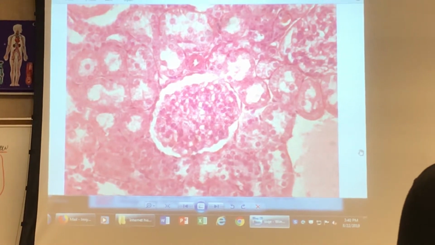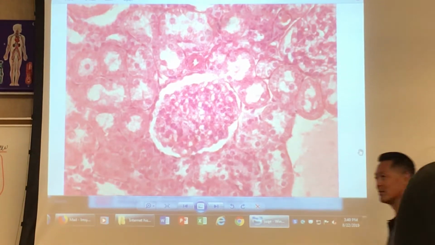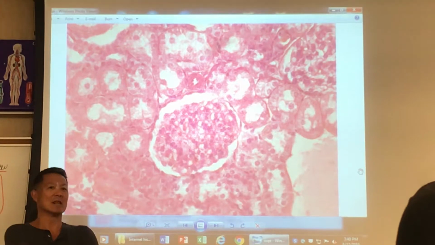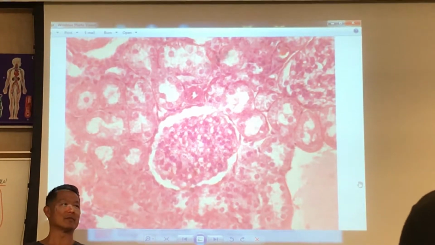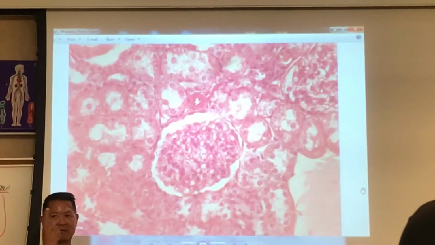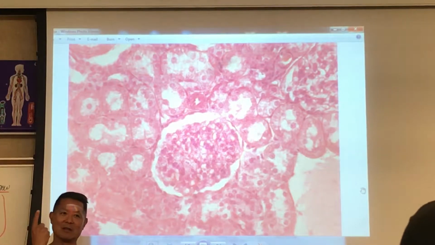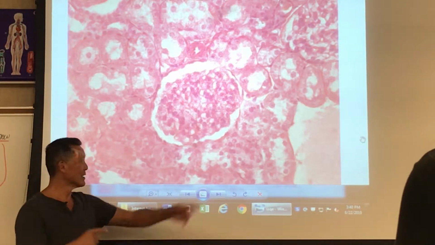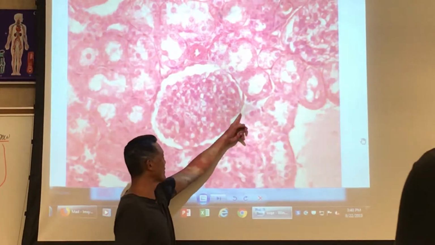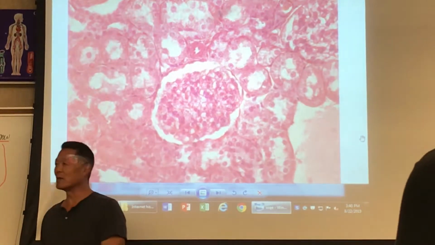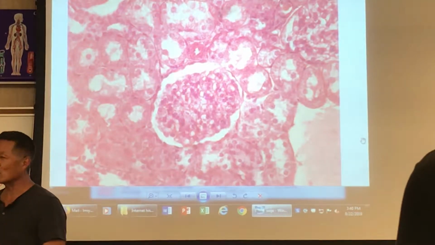How many cells thick is that capsule? Simple. Are those cells flat? Is this flat? Is this flat? Is this flat? Is this that flat? Bowman's capsule is simple squamous epithelium.